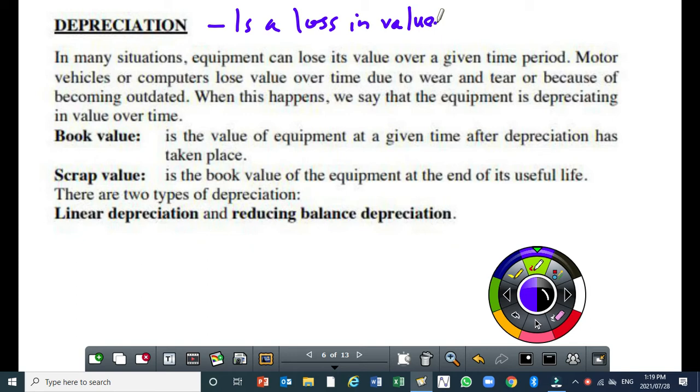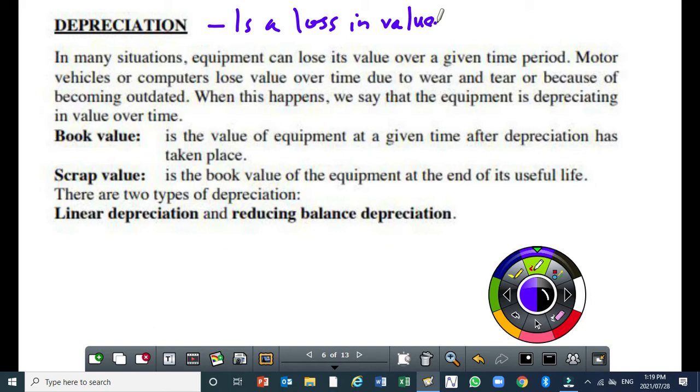Now, there are two terms that you need to know when it comes to depreciation. The first one is the book value. The book value is the value of an asset or equipment after taking depreciation into account. So the book value is the value of equipment at a given time after depreciation has taken place. For example, if you buy a car now, next year, whatever the value of the car is going to be, it's going to be the book value.